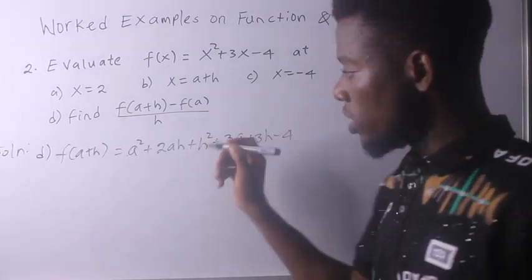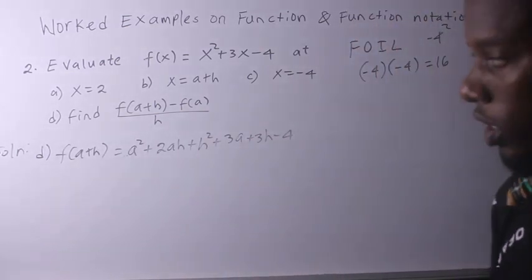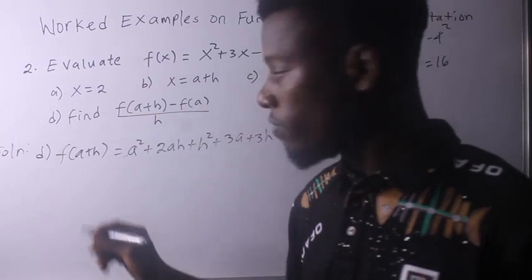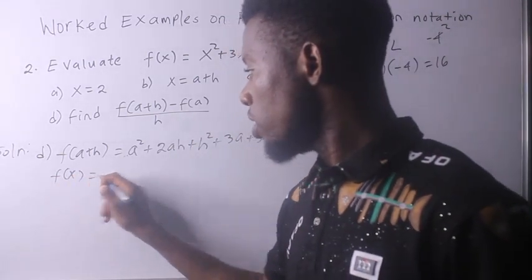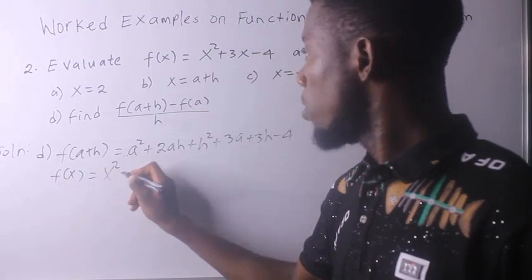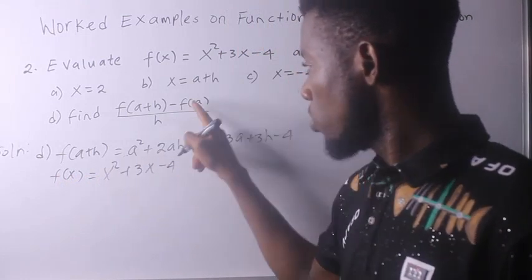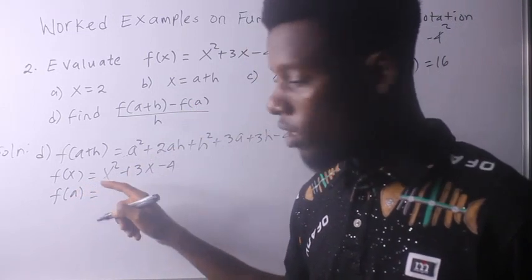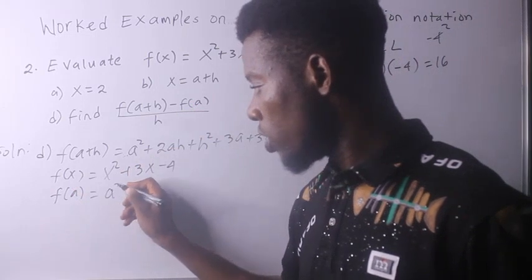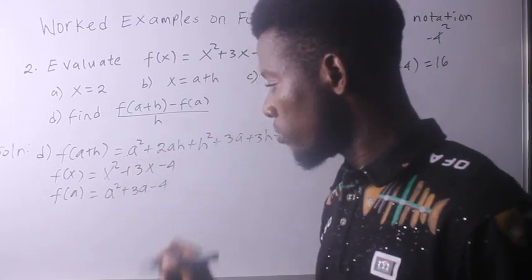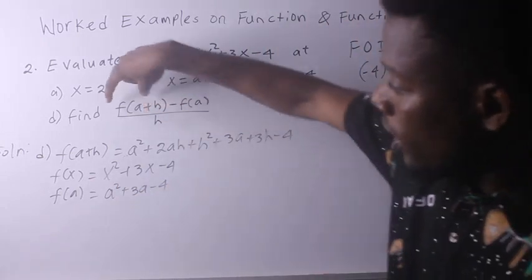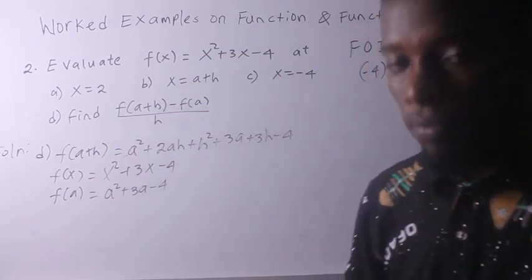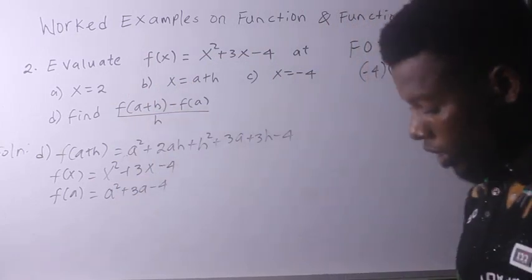So let's move on. This was the value of f of a plus h in part B. Now let's move on to find f of a. We know that f of x is x squared plus 3x minus 4. So f of a will be, we just replace x with a, because that's what we're doing here. So this will be a squared plus 3a minus 4. Simple as it is. So this expression is saying that we should subtract the result of f of a from f of a plus h.